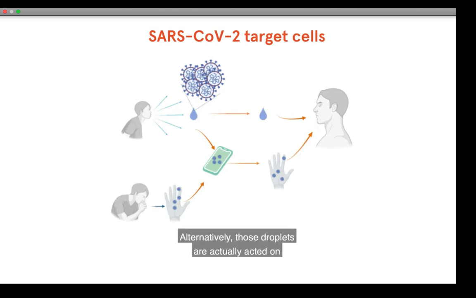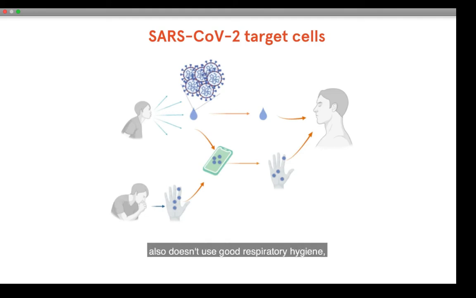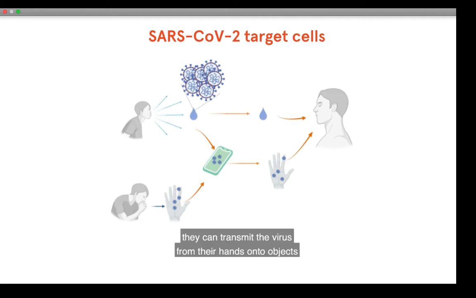Alternatively, those droplets are also acted on by gravity, so will fall out of the air and contaminate surfaces around an infected individual. If an infected individual also doesn't use good respiratory hygiene, such as coughing into their elbow, and instead coughs on their hands and doesn't wash them, they can transmit the virus from their hands onto objects that they touch.